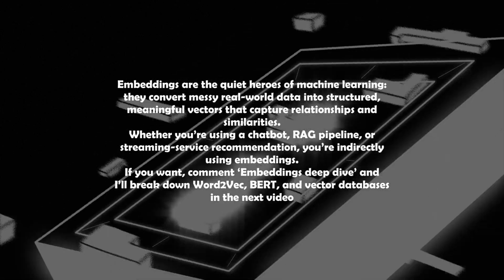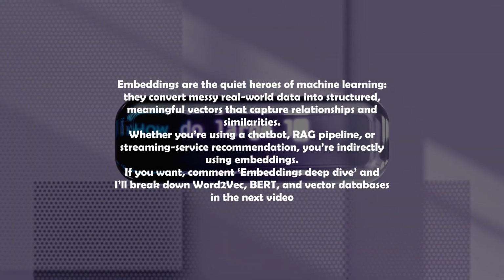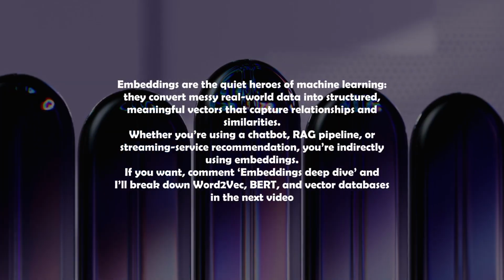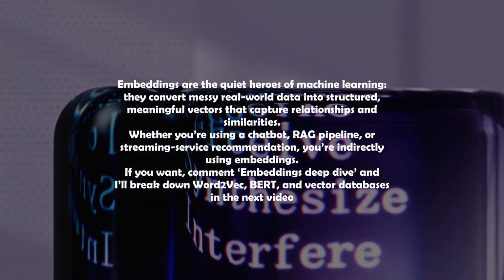Embeddings are the quiet heroes of machine learning. They convert messy real-world data into structured, meaningful vectors that capture relationships and similarities. Whether you're using a chatbot, a RAG pipeline, or streaming service recommendations, you're directly using embeddings.